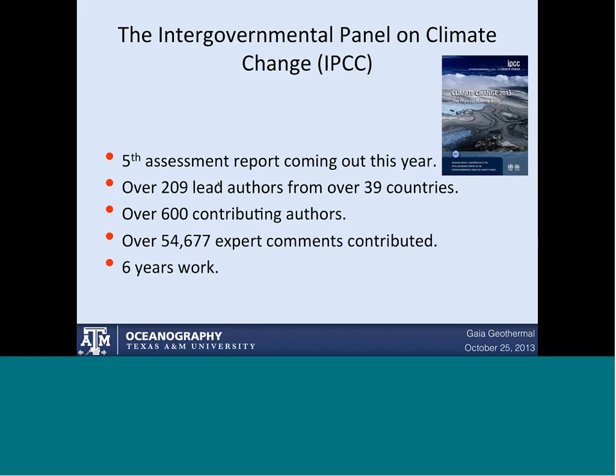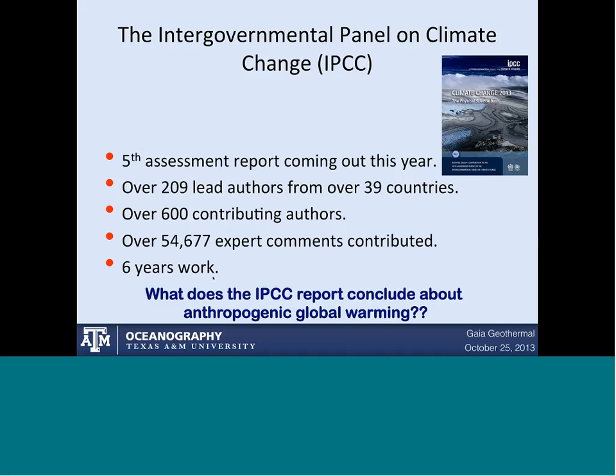It's a major effort put together by over 209 lead authors from 39 countries around the world. There are over 600 total contributing authors to this report on where the climate is going over the next century. Over 50,000 scientists have contributed some parts to it, and it represents 6 years of scientific work. So it's a really important document to understand where we might be heading over the next century. What does the IPCC report conclude about anthropogenic global warming? That's the question I wanted to know.